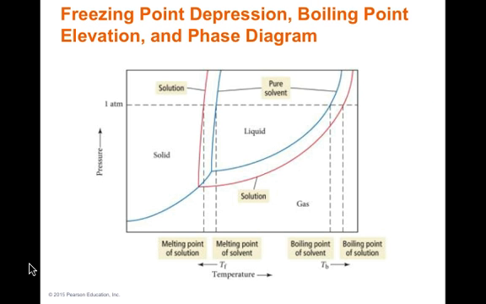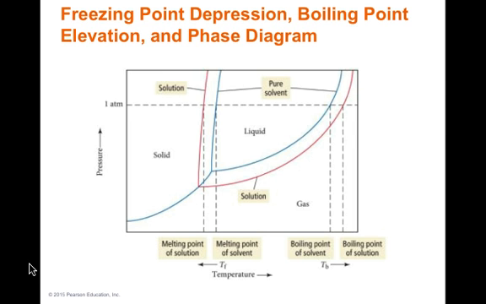Let's see how freezing point depression and boiling point elevation are displayed on a phase diagram. The blue lines in the graph represent the pressures and temperatures for the phase diagram of the pure solvent. The red lines in the graph represent the pressures and temperatures for the phase diagram of the solution.